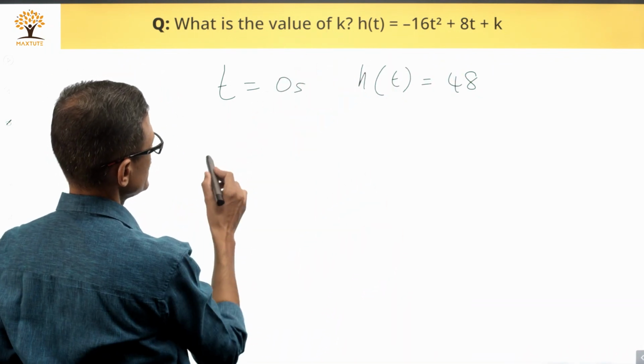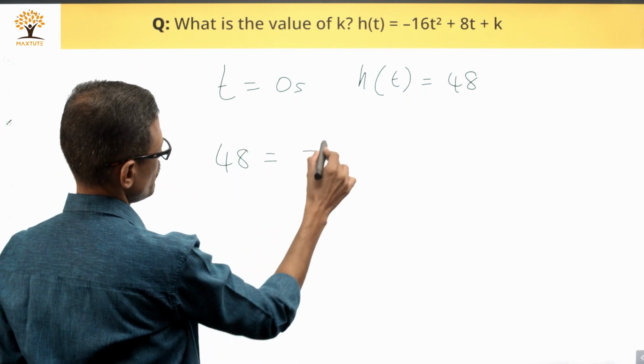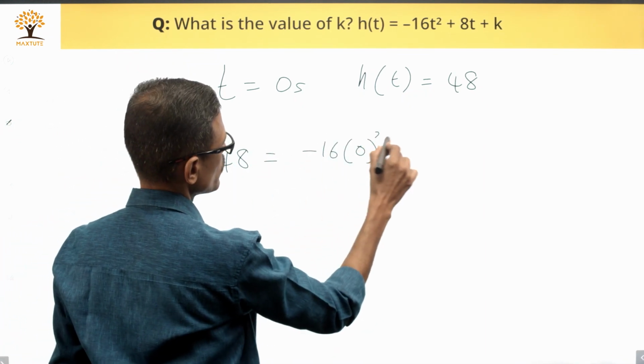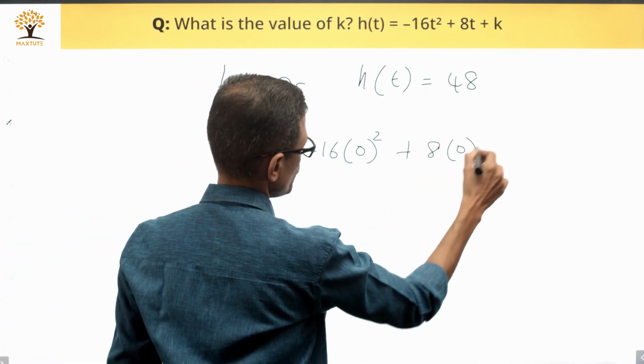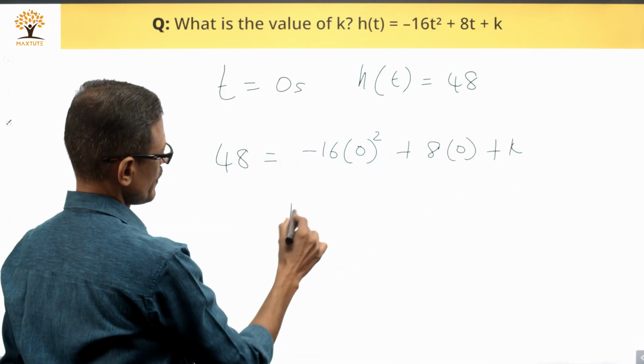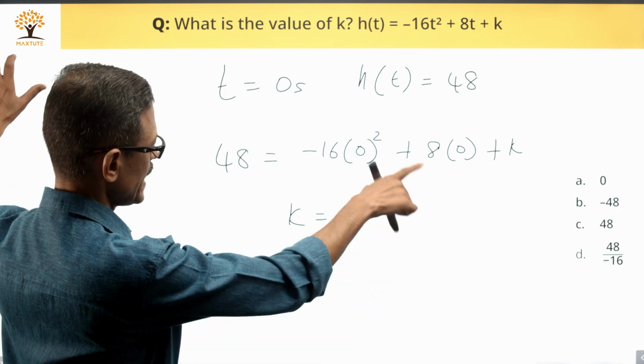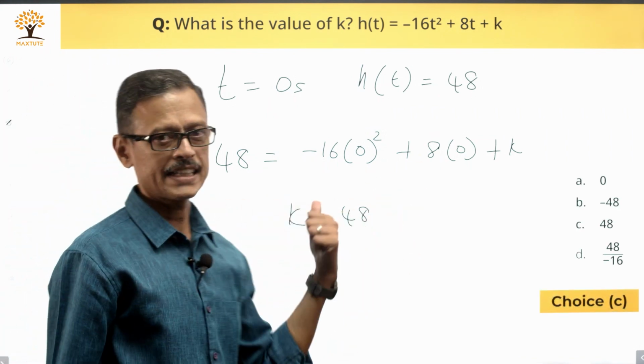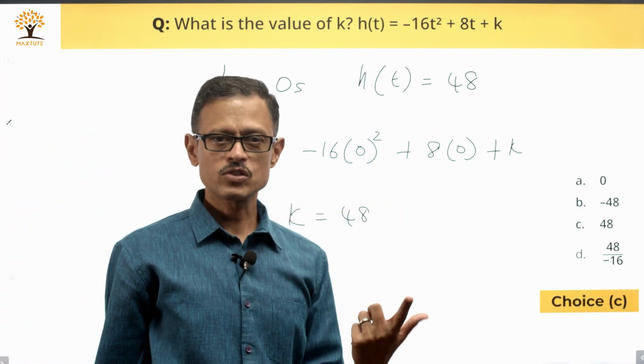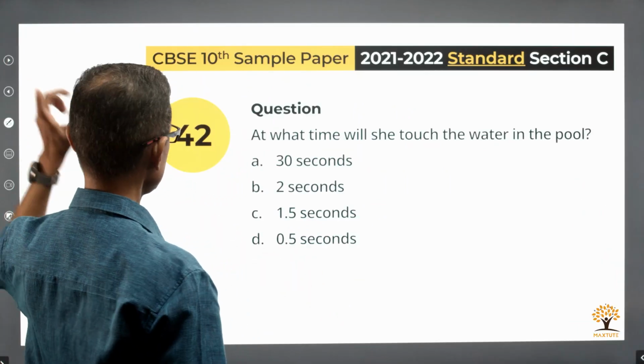So, h of t is equal to 48, which is equal to minus 16 into 0 square plus 8 into 0 plus k, translating to the fact that k is equal to 48. Look at the answer options. 48 is choice C. Choice C is the correct answer to this question. Move to the next question, which is question number 42.